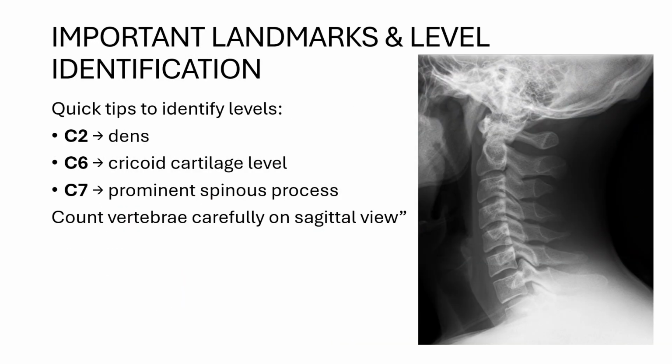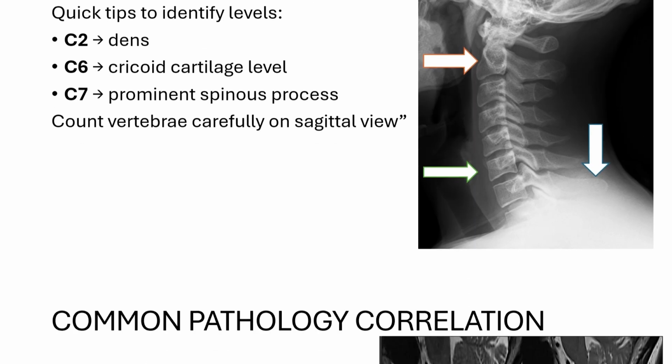Important landmarks and levels for identification of the cervical spine. C2 is the dens, as we can see here. C6 is at the cricoid cartilage level. C7 has the prominent spinous process. And always count the vertebrae very carefully on the sagittal image, on MRI as well as on CT or X-ray.